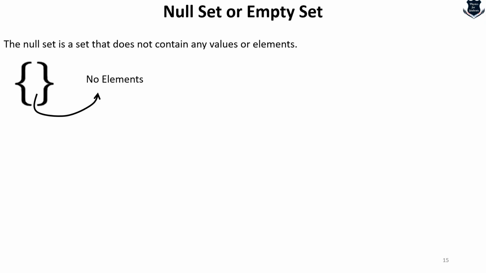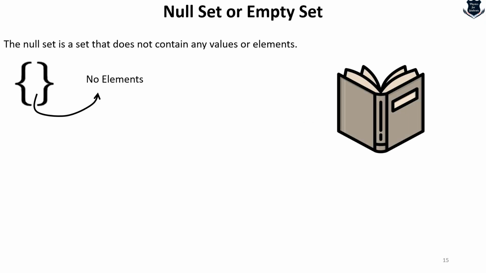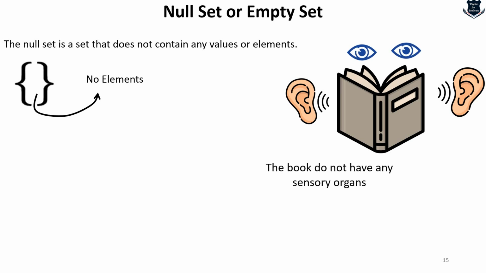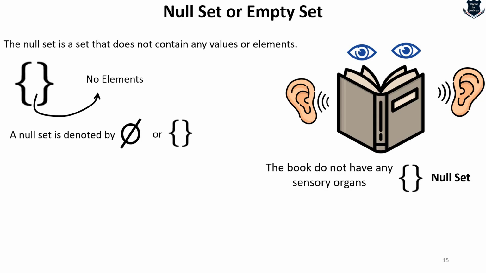Okay, we can take a very weird example, for example a book which has got no sensory organs like ears to hear or eyes to see. So the book does not have any sensory organ, we call it a null set. A null set is also denoted by this sign or this sign or this sign. Now the last one is a phi, and I won't recommend you to write a phi to denote a null set, because mathematically this is absolutely not true. So a null set is basically a circle with a diagonal line, or the curly braces, either this or that.